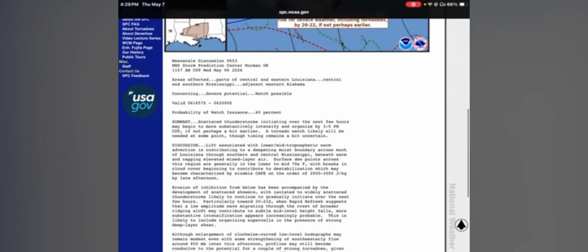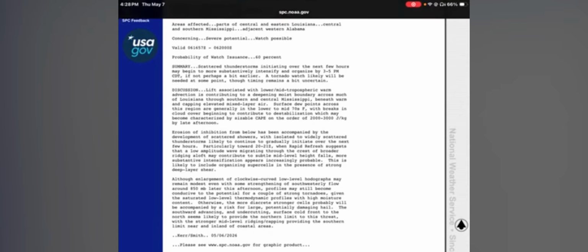But anyway, let's read the discussion, because the Storm Prediction Center puts out little blurbs of text that are associated with the mesoscale discussion. So, probability of watch issuance 60%. Summary. Scattered thunderstorms initiating over the next few hours may begin to more substantively intensify and organize by 3 to 5 p.m. Central Daylight Time, if not perhaps a bit earlier. A tornado watch will likely be needed at some point, though timing remains a bit uncertain.